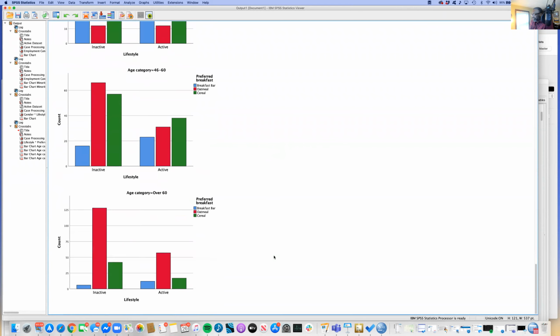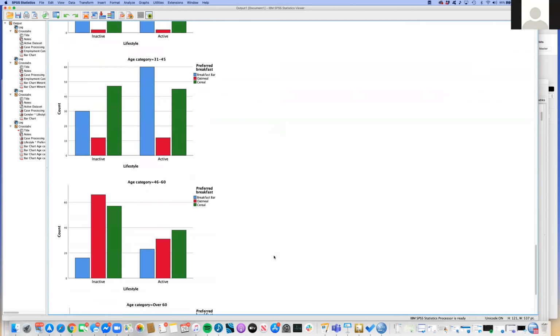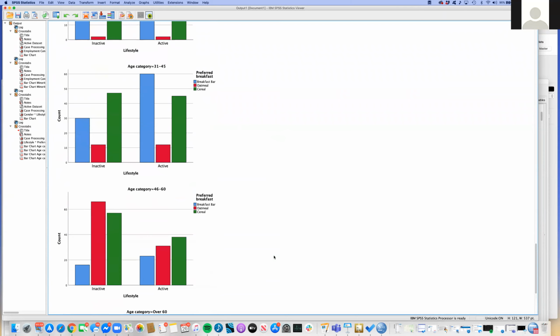Mm-hmm. Well, for my category, which is truly my category, 46 to 60, could the increase in oatmeal be related to health? That's what I was thinking. Great question. You cannot answer that from the observation. It's just an assumption.